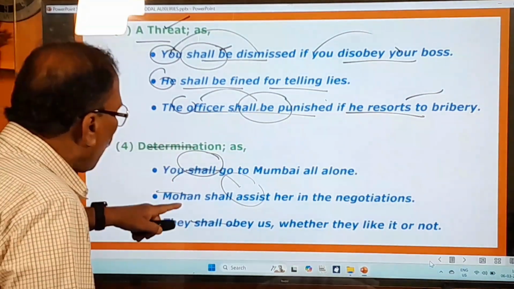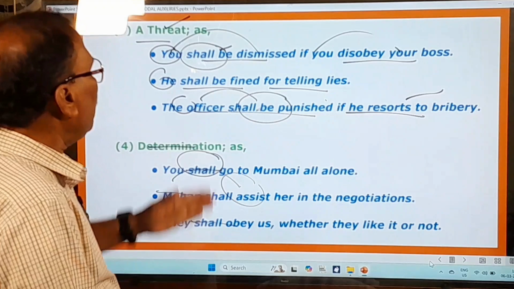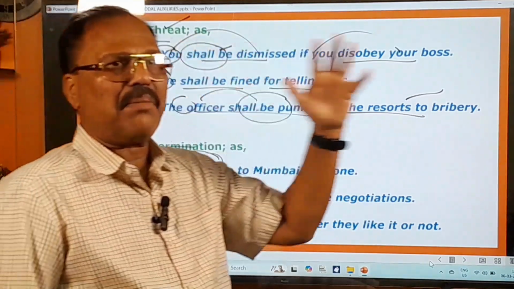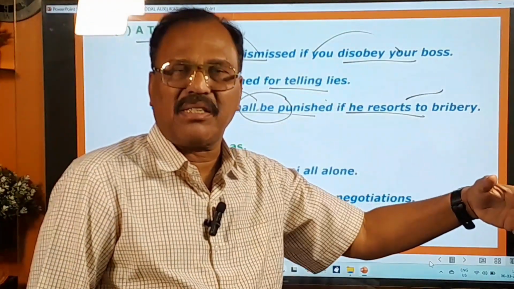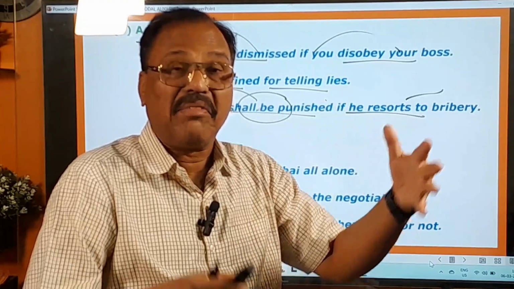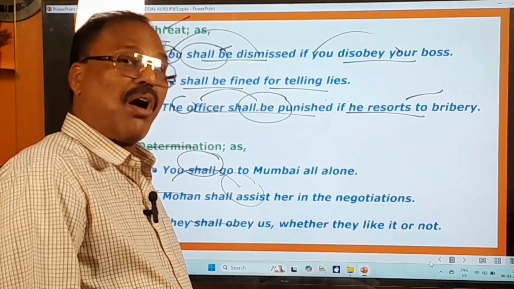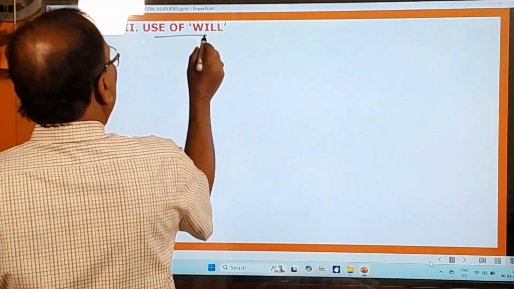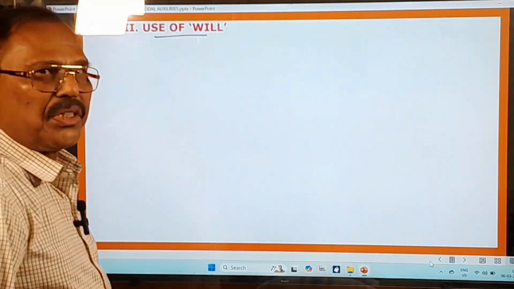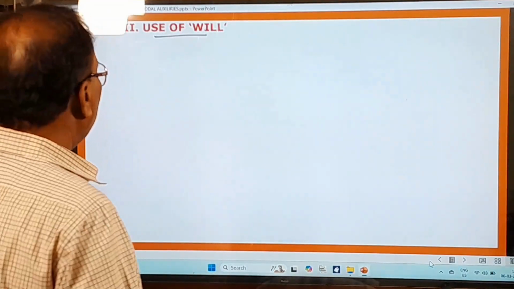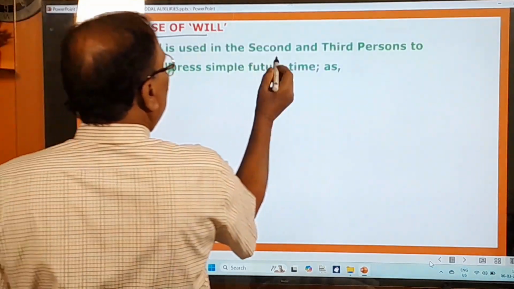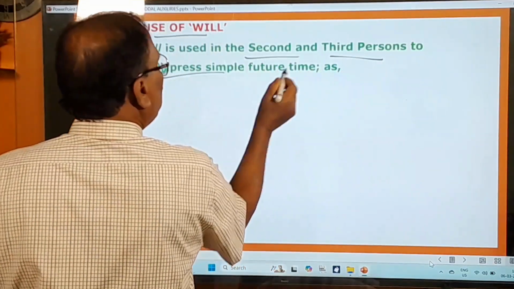So if you observe all these examples, whenever this shall is used with the second persons and the third persons, this shall indicates various things. And a few more things are also there. Let us learn even about them also, right? Use of will is there. Now we are going to learn about this will, right? And will is used in the second and third persons to express simple future time.